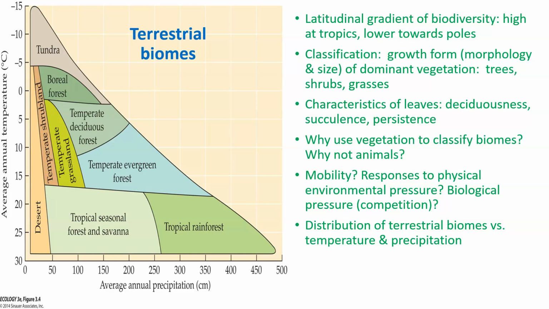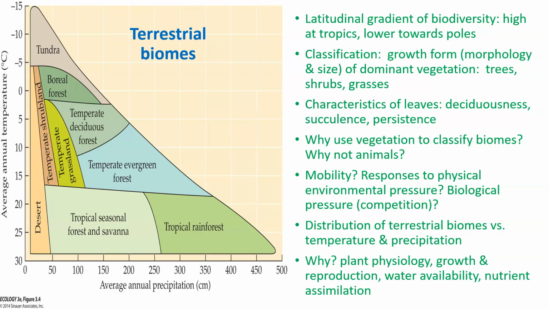And so the global distribution of terrestrial biomes, as you see in this figure, is determined based on temperature and precipitation, average annual temperature and average annual precipitation. So if you look at this figure, we will roughly try to understand how to interpret this figure.